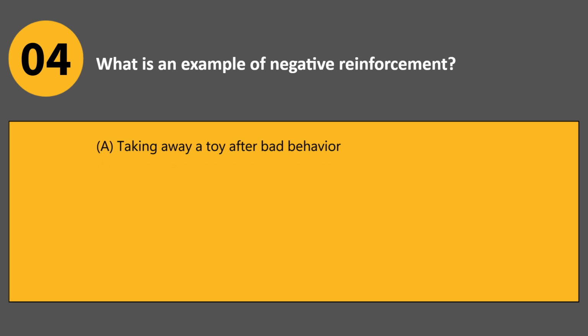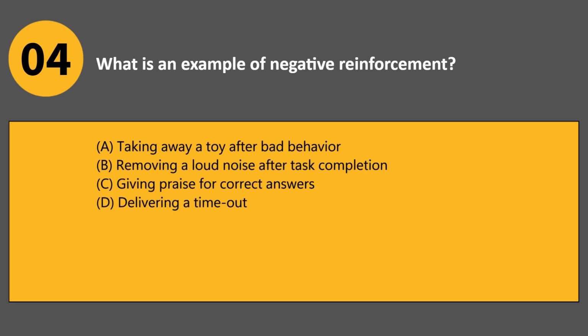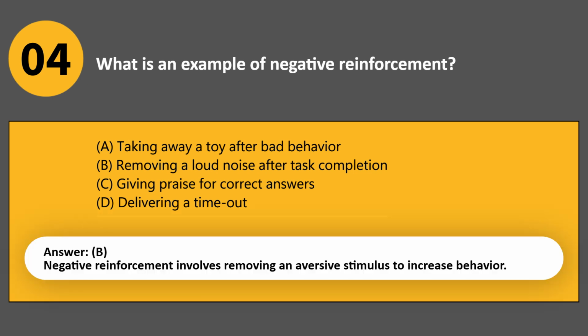What is an example of negative reinforcement? A. Taking away a toy after bad behavior. B. Removing a loud noise after task completion. C. Giving praise for correct answers. D. Delivering a timeout. Answer: B. Negative reinforcement involves removing an aversive stimulus to increase behavior.